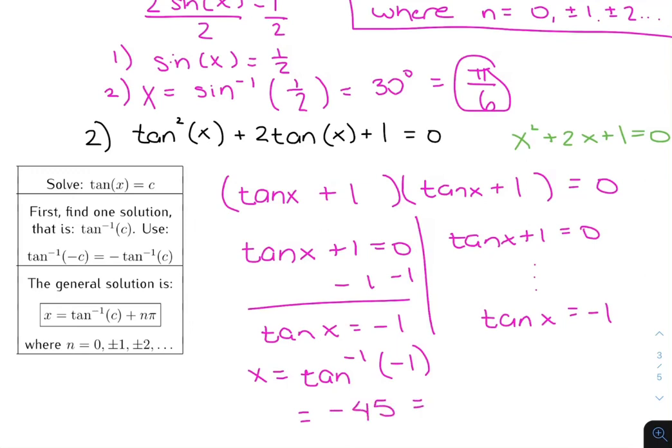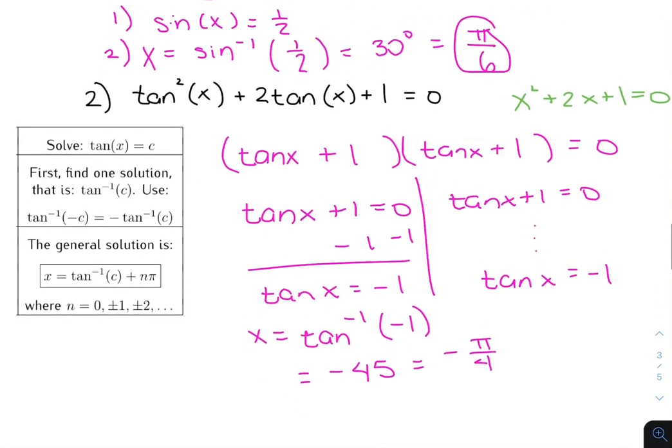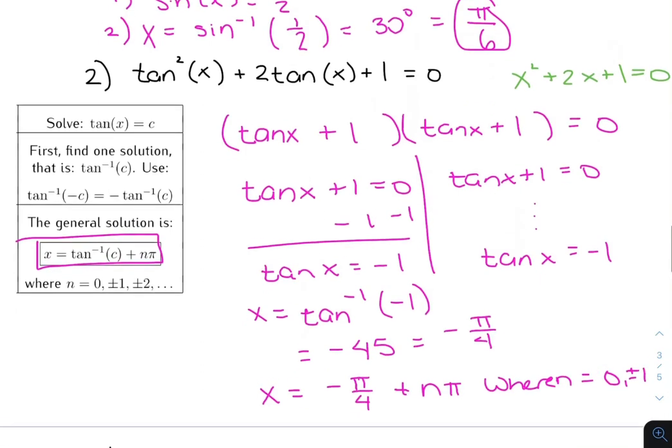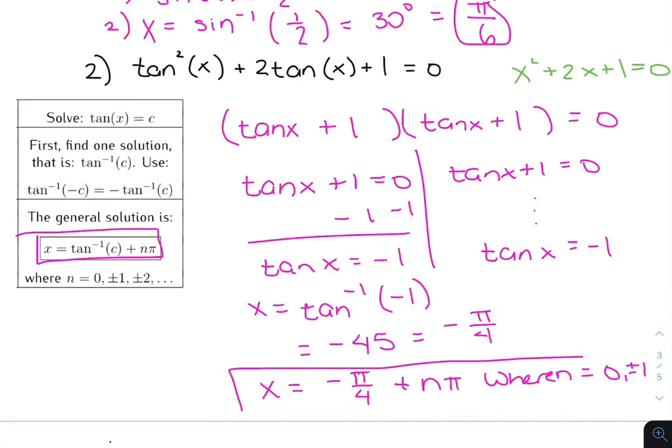Negative 45 is the same as saying negative pi over 4 in radians. So if we plug it into our solution here, we have that x is equal to negative pi over 4 plus n pi, where n is equal to 0, plus or minus 1, and so on and so forth. So that's what we usually do. That's how you can find the solution.